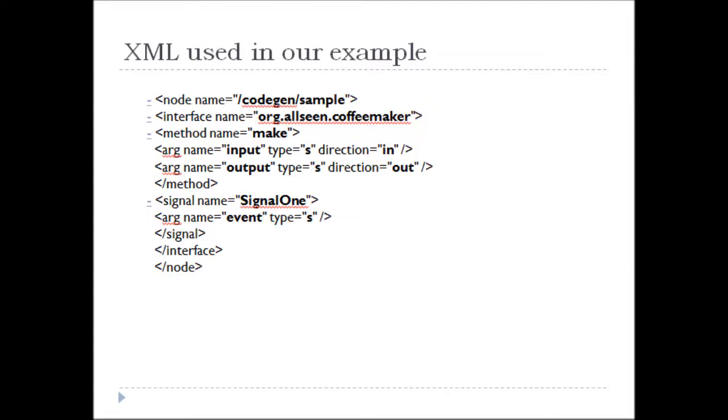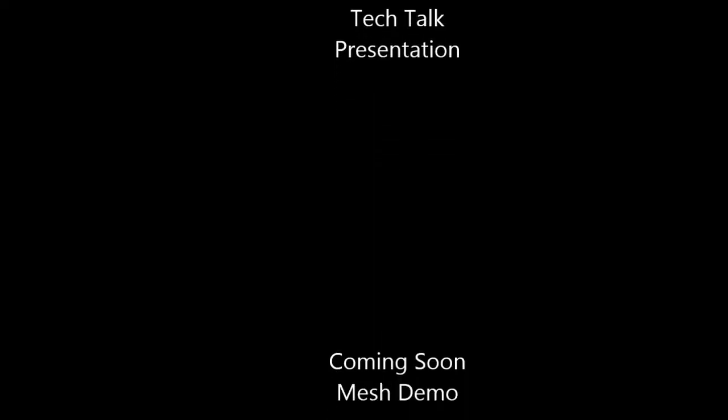So this pretty much completes the demo for a basic device communication in an AllJoyn network.